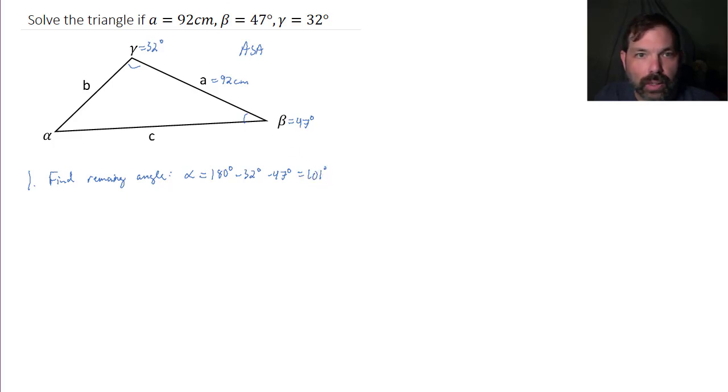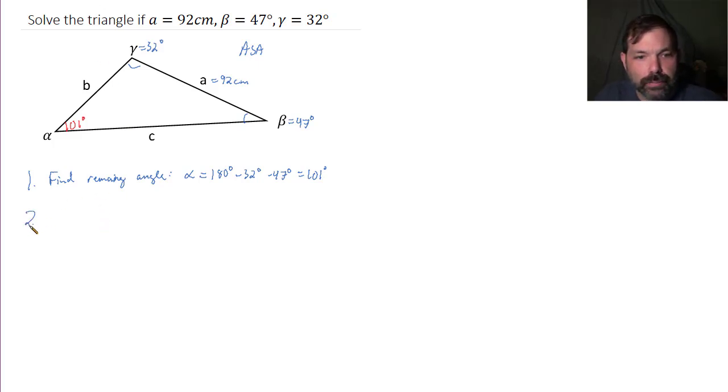I'll go ahead and label that in red. So alpha is 101 degrees. Notice this diagram is not drawn to scale. 101 degrees is obtuse, and obviously what I've drawn here is not an obtuse angle. That's okay, we're not going to worry about that.